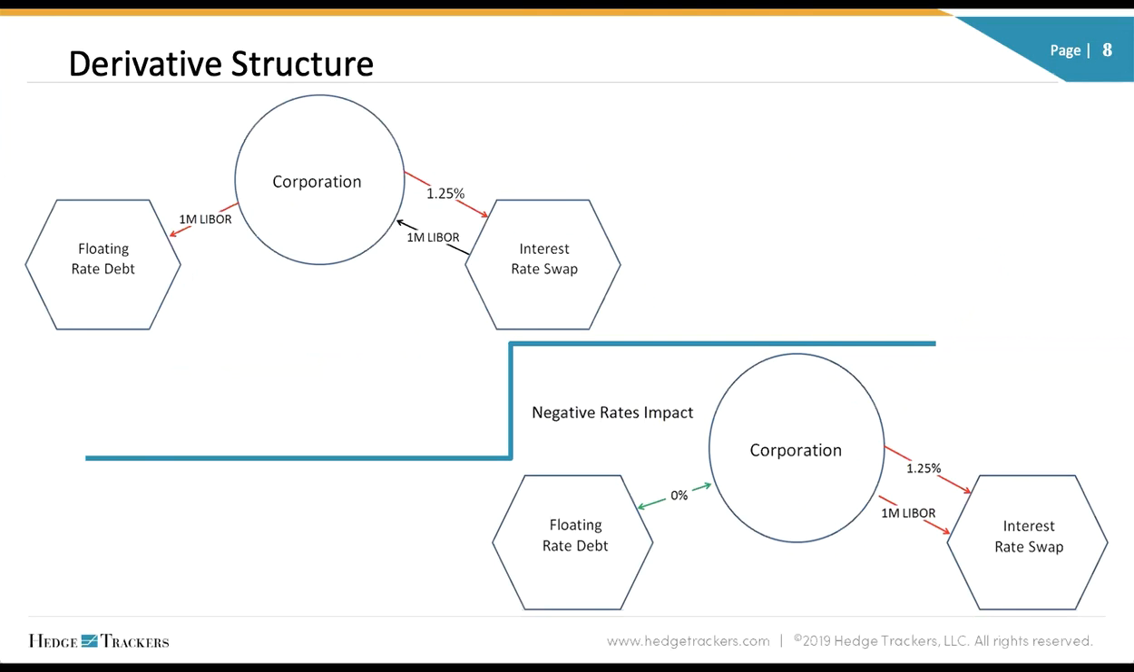When the company objective is to fix your interest expense, a pay fixed or receive floating swap is really a good match. If you look at the picture on the top left of the screen, you can see that the company in the circle pays 1 month LIBOR on the floating rate debt. On the interest rate swap, it will receive 1 month LIBOR and pay 1.25%. The 1 month LIBOR that the company receives from the interest rate swap cancels out or is paid to the lender, and the company is left paying 1.25% in this example.